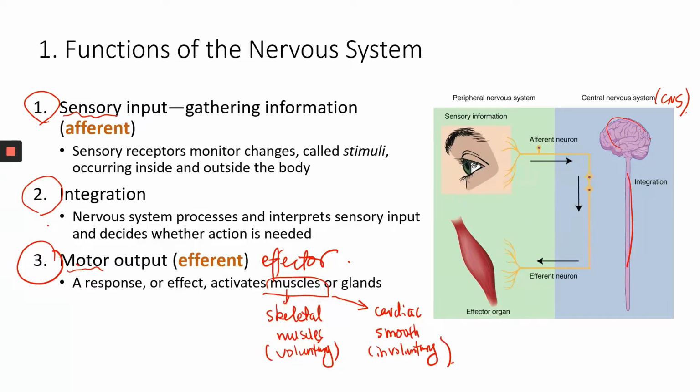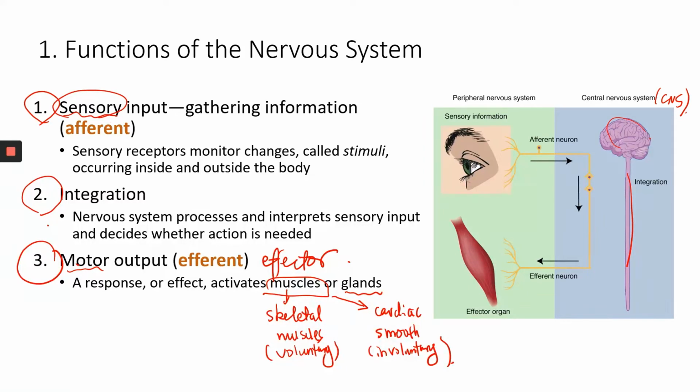All right. Now, the motor output can also affect the glands, okay? Like the secretion of sweat glands, or secretion of glands in your digestive system, or secretion of glands in your endocrine system. So all these glands can also be affected as a result of the decision made by the CNS.